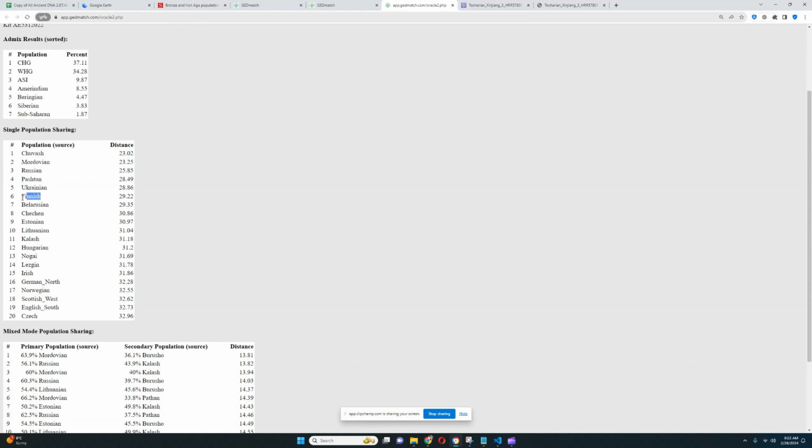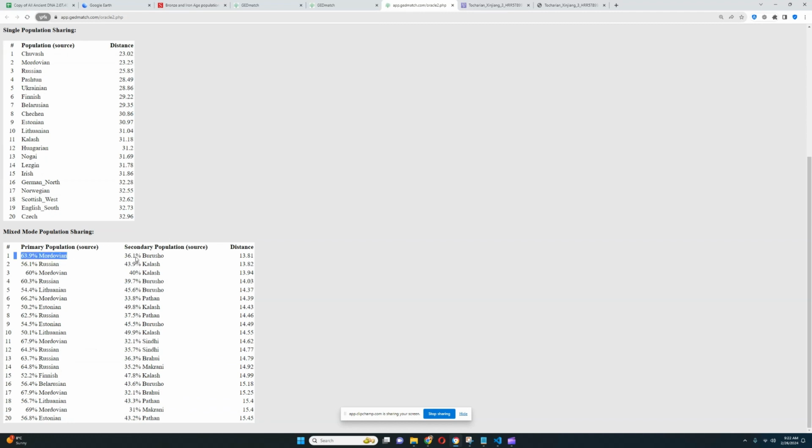Then Ukrainian, then Finnish, then Belarusian, then Chechen. Chechen is a little bit further. So you see distance 30.8 versus 25.8 for Russians. Okay. And he's getting modeled as a mixture of Mardrin plus Borusho.